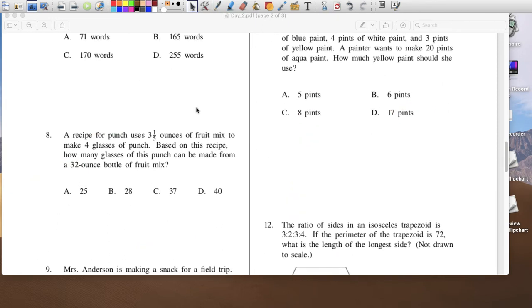Eight, a recipe calls for 3.5 ounces of fruit mix to make 4 glasses of punch. Did I just do this? So I'm going to write 4 glasses of punch. Based on this recipe, how many glasses of punch can be made from a 32-ounce bottle of fruit mix? What the heck? Hang on a second.